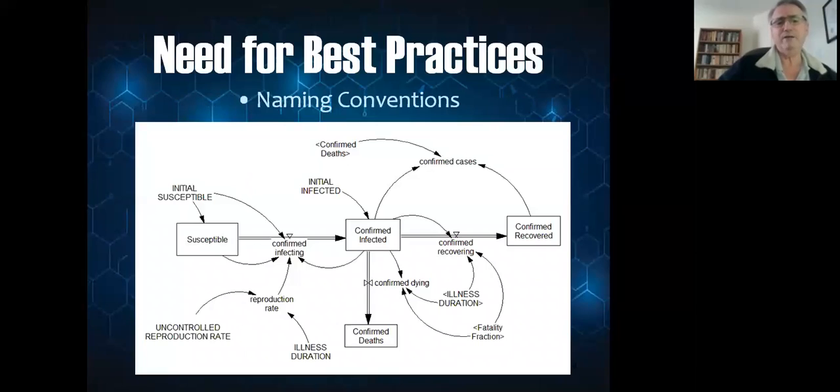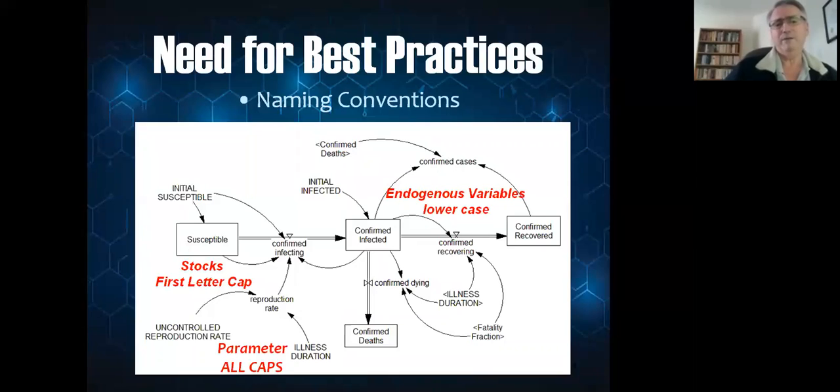Now, another aspect of modeling is naming conventions. So for example, this model shows the simple SIR version of an epidemic. And you can see three basic differences in the way the variables are identified. Stocks are shown as first letter capitals, endogenous variables are shown as all small letters, and parameters outside the model that are input are shown in all caps. And by using these naming conventions, you can quickly see how the model is using the variables.